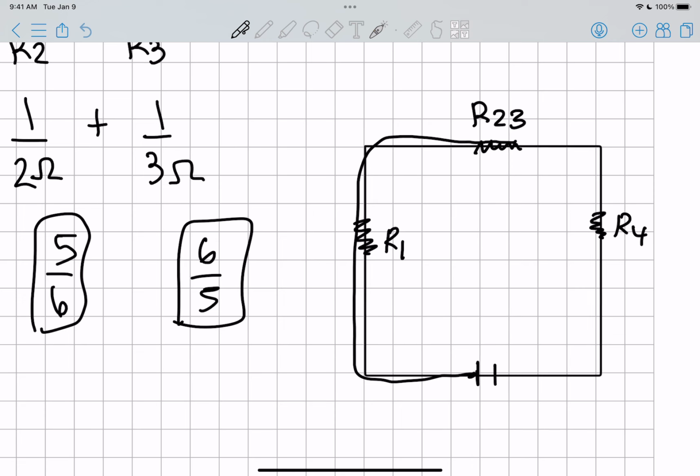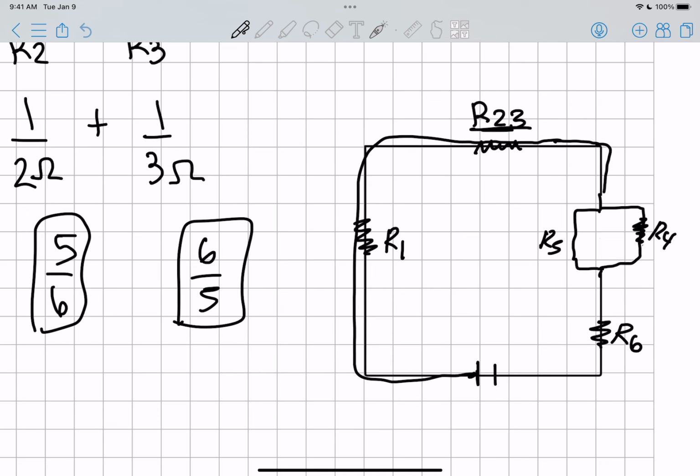I've simplified it. Okay, well, what if there was, before R4, another branch? What if R4 was part of a branch, like R4, R5, and then we had R6 over here? Then I'm like, okay, I just simplified R23, I just simplified R2 and R3. Those were parallel with each other. I simplified them down into a series resistor, R23, a pseudo-combined resistor with R1.